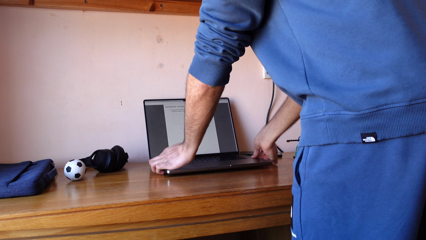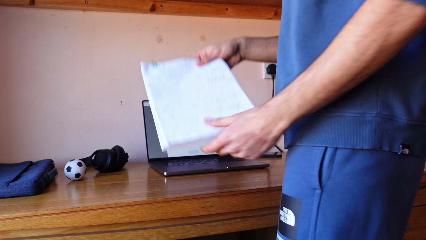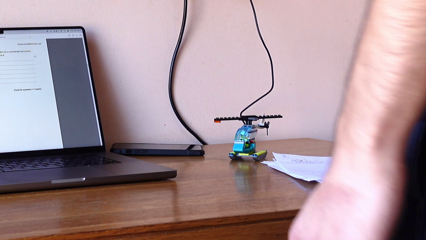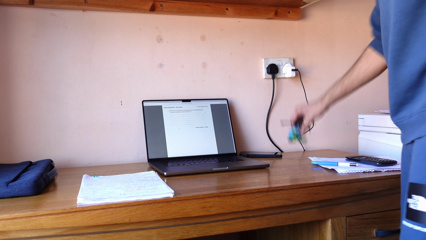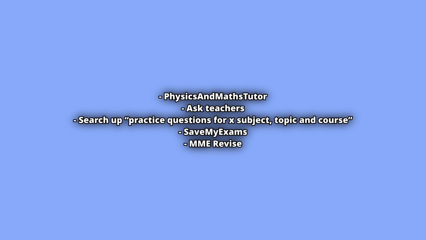I preferred having the practice questions on my laptop instead of printing them out. I would also have my notes nearby, which I will get onto. And if I needed to do any working out, I would have some scrap paper, a pen, and a calculator just in case. And a little reminder to remove all distractions. And yes, I mean all distractions. And if you do not know where to find practice questions, here's a few resources on screen here.